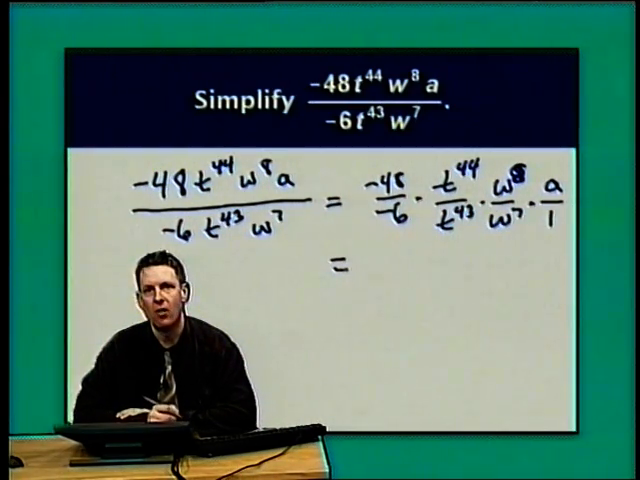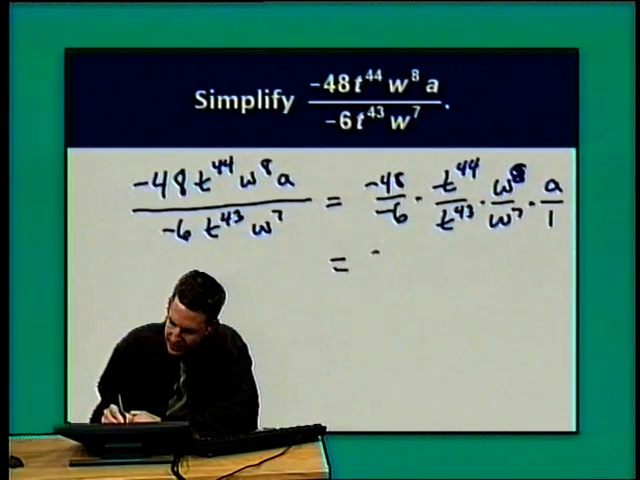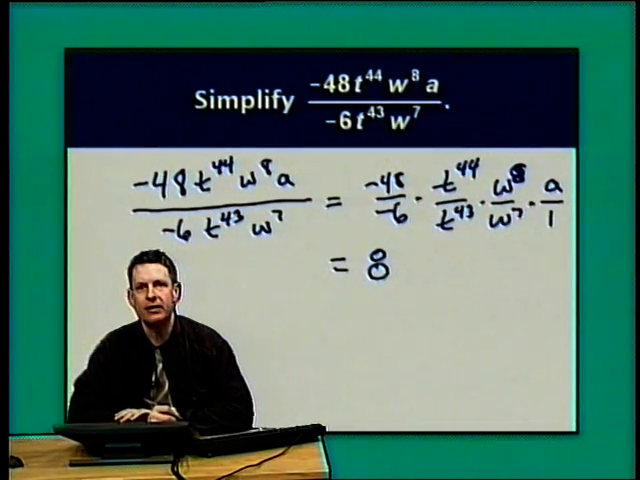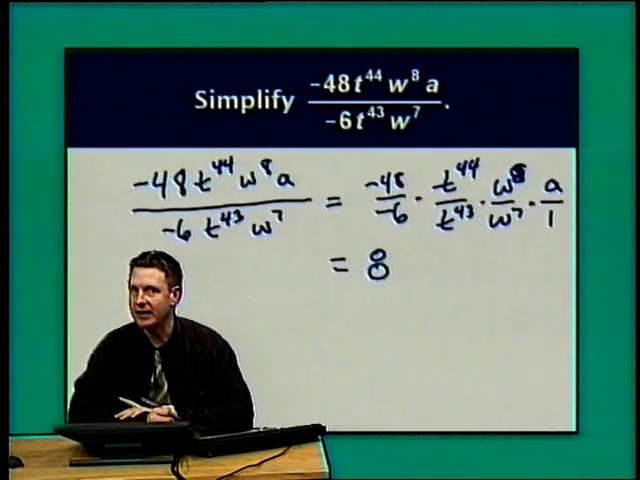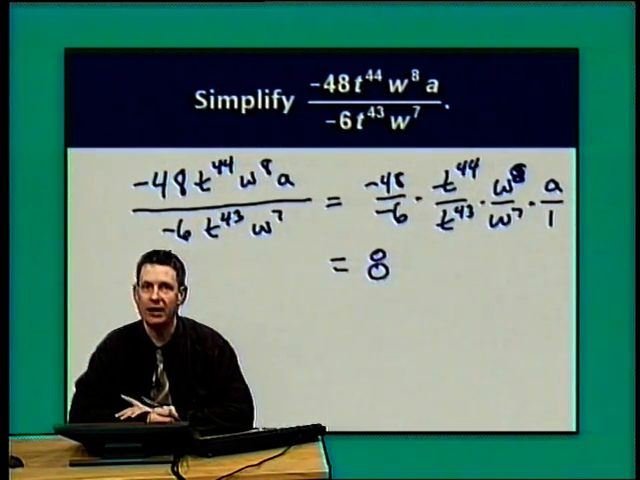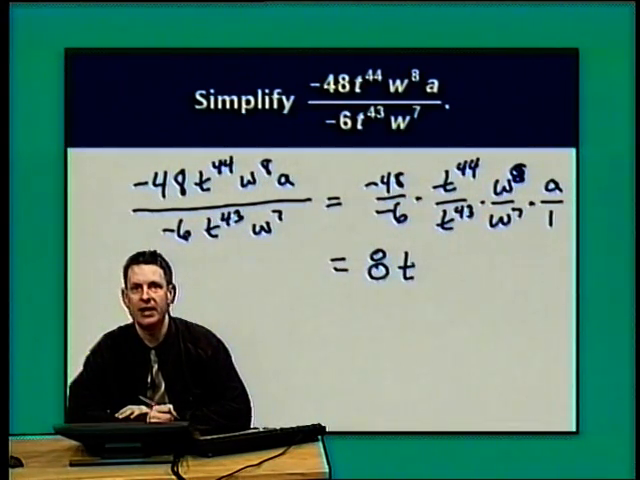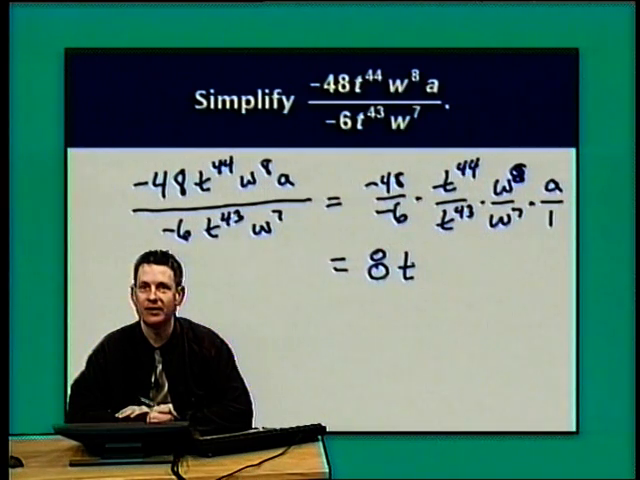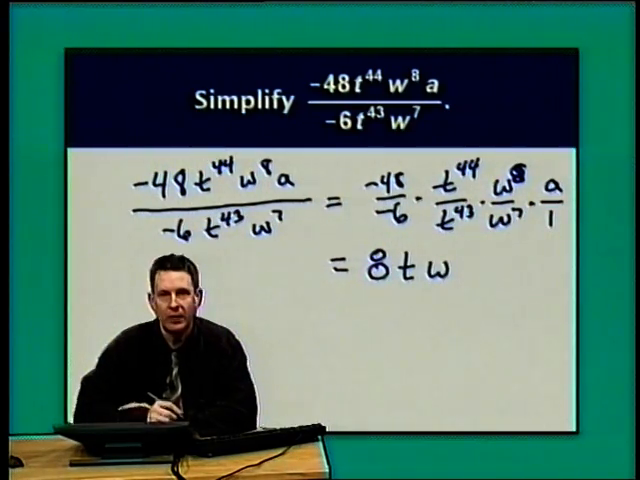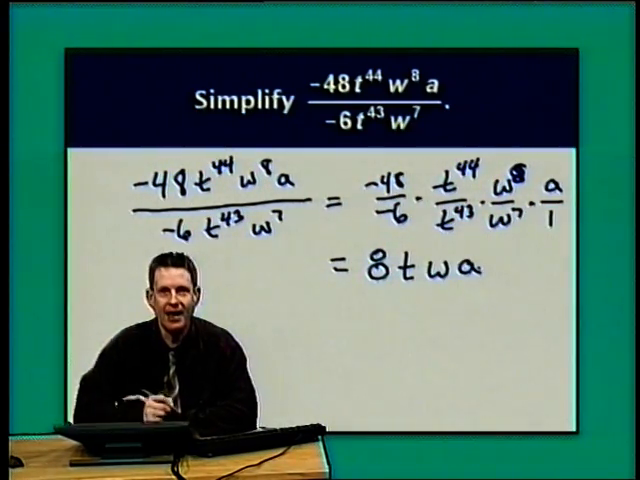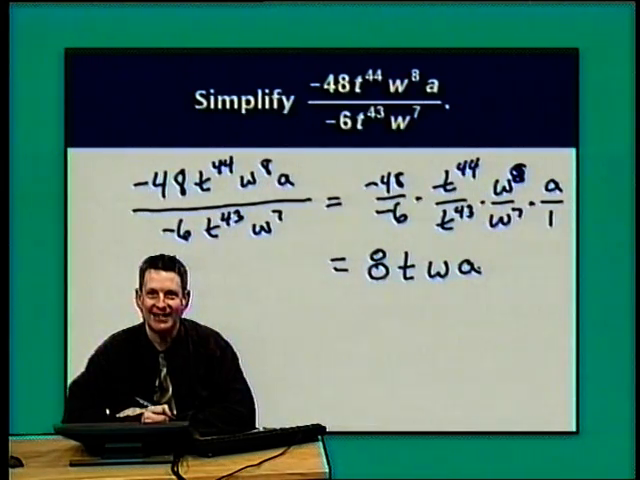Negative 48 over negative 6 is positive 8. T to the 44th divided by t to the 43rd, once I'm done canceling 43 factors of t from the numerator and denominator, I'm only left with one factor of t in the numerator. 44 minus 43 is 1. W to the 8th over w to the 7th. Subtracting 7 factors from 8 factors leaves you with one factor. A over 1 is a. This is 8TWA.